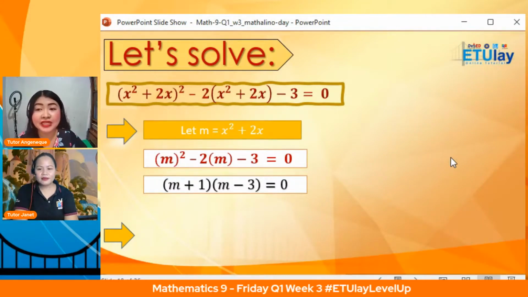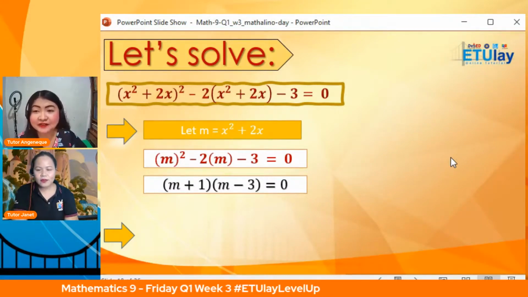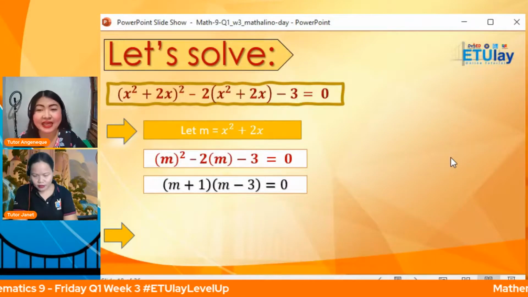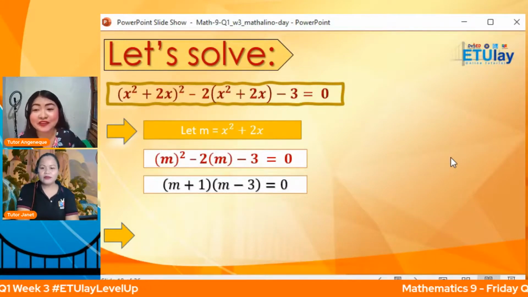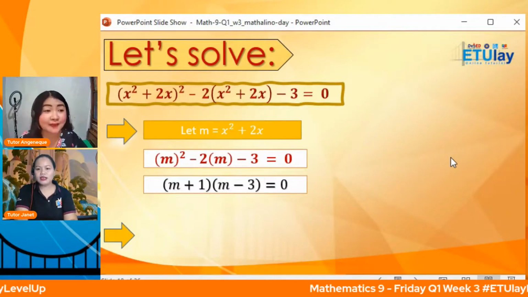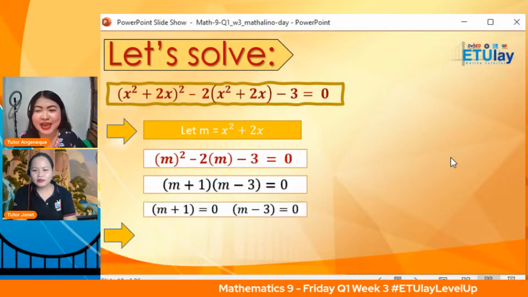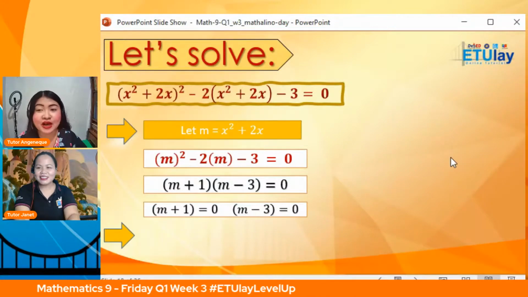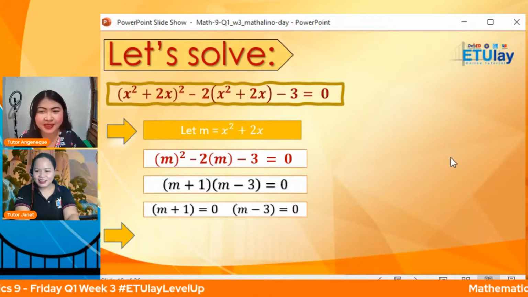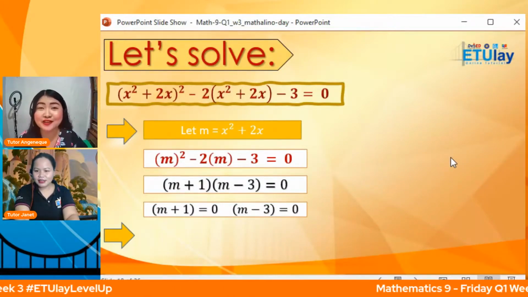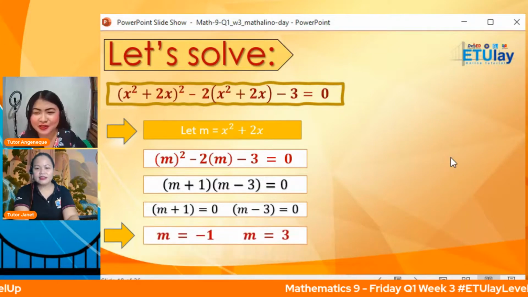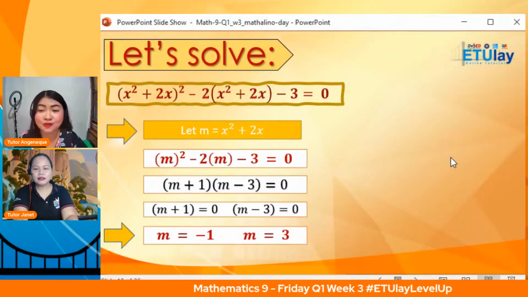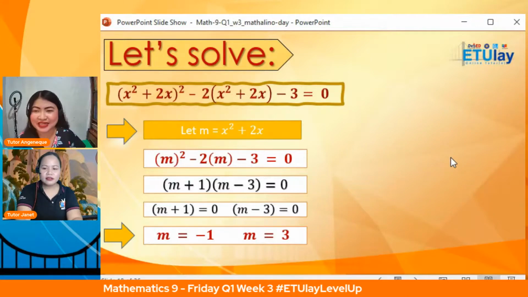The factors of negative 3 are negative 3 times positive 1, and the sum is negative 2. So quantity m plus 1 times quantity m minus 3. Using the zero product property, we have m plus 1 equals 0 and m minus 3 equals 0. So we have here the answers negative 1 and positive 3.